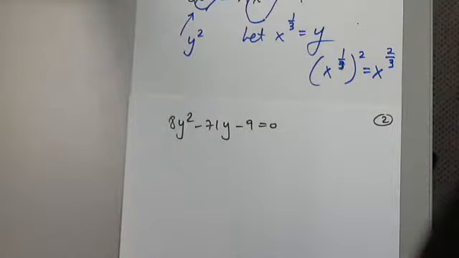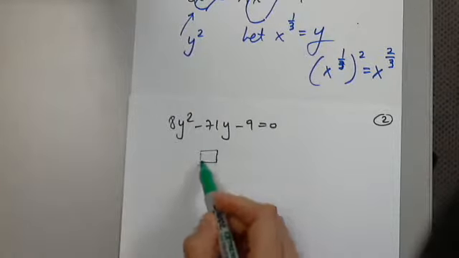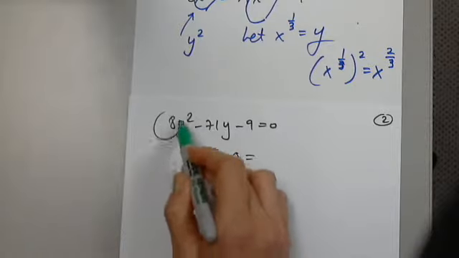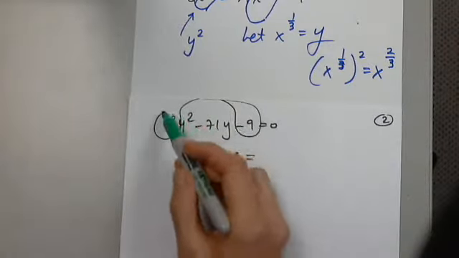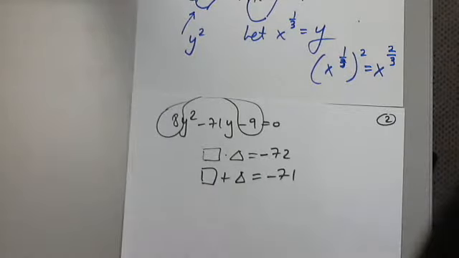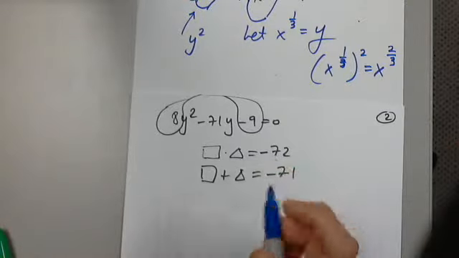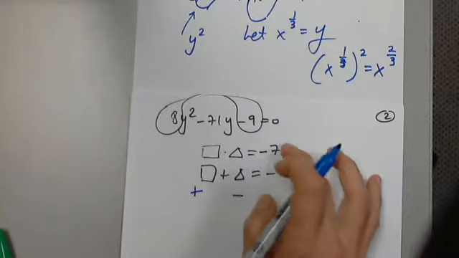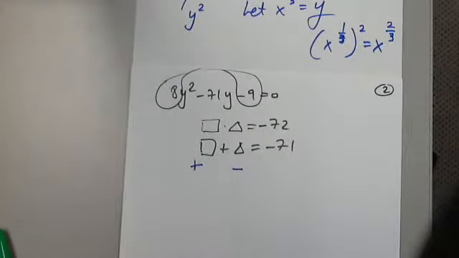Any suggestions? I think factoring is easiest. Okay, I agree. So I'm looking for two numbers whose product is negative 72 and whose sum is negative 71. Can anyone give us two numbers whose product is negative 72 and whose sum is negative 71? One of them has to be positive and one negative because the product is negative. Negative 72 and 1. Very good. Awesome. Negative 72 and 1.